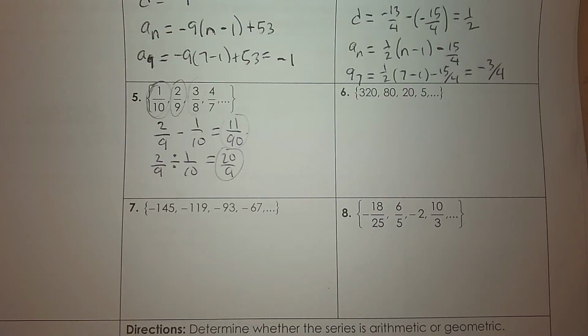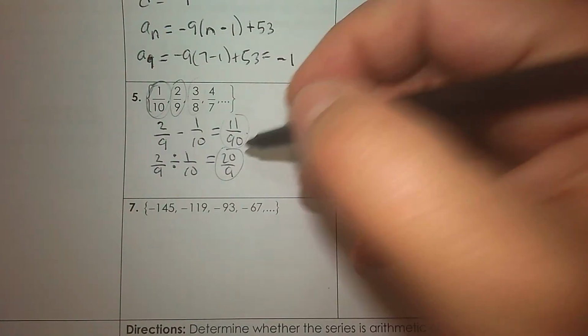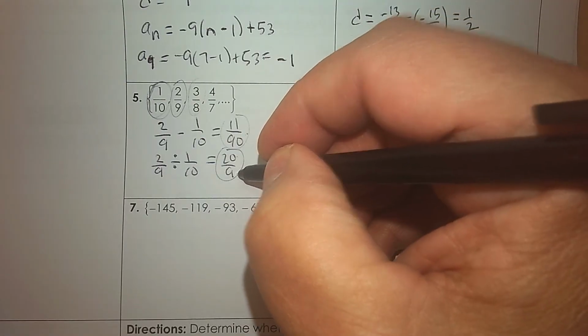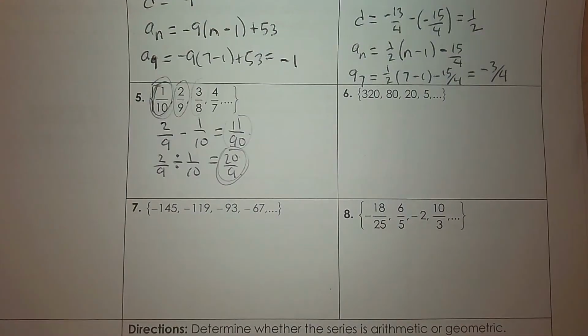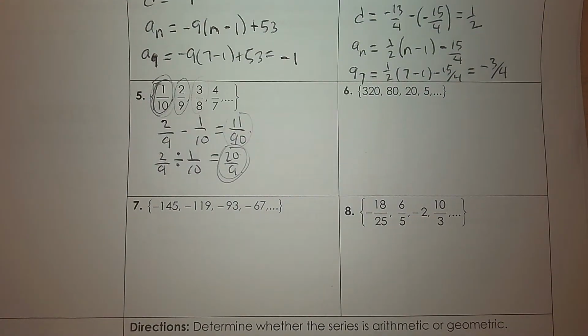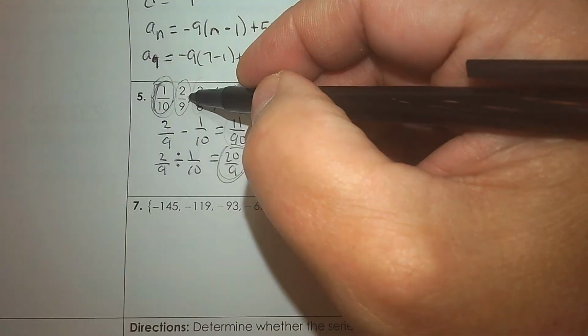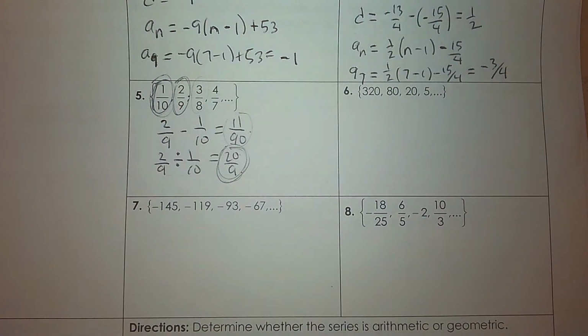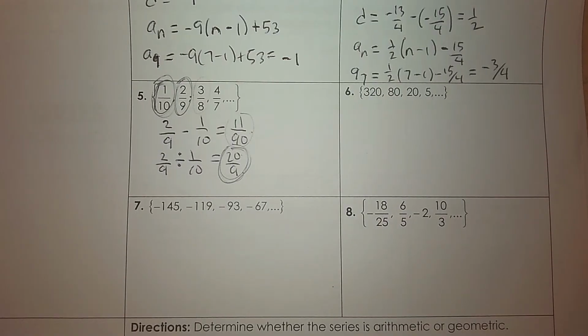Did you know what I asked you to do? The common ratio you found, maybe, or the ratio was 20 over 9. Can you go 20 over 9 times 1 over 10? What answer do you get? 2 over 9. Does it match? Okay, do it again. 20 over 9 times 2 over 9. Because it works once doesn't make it mathematical. I got 30 over 81. Does the third one match?